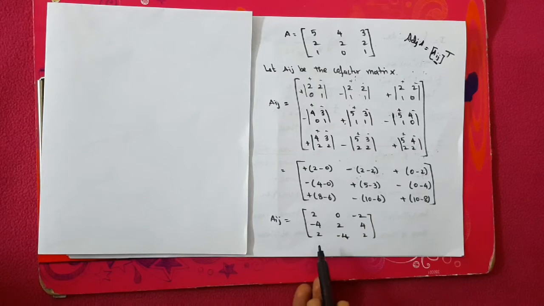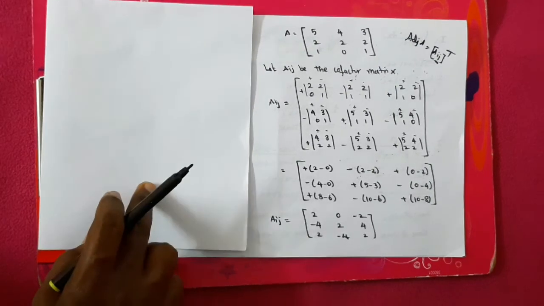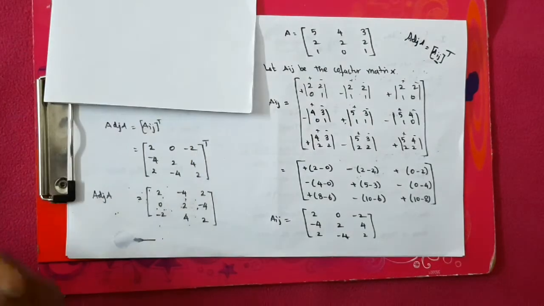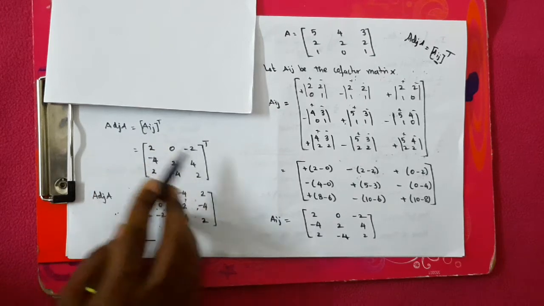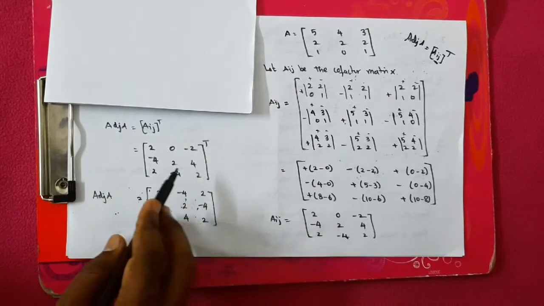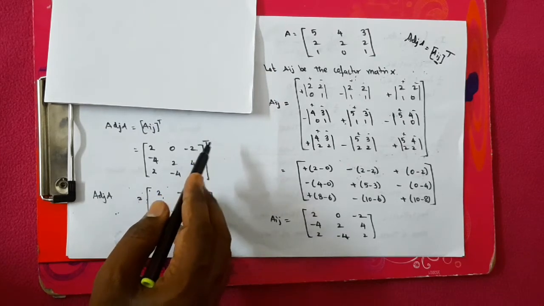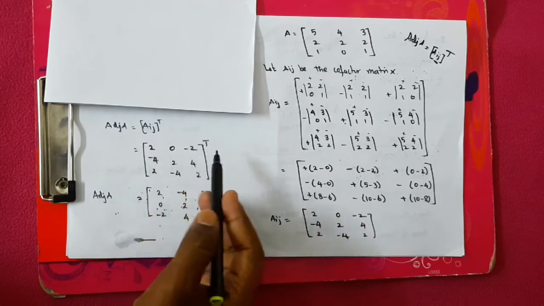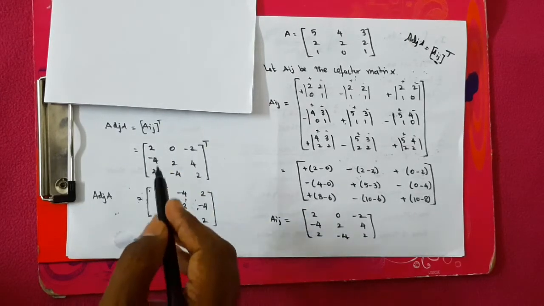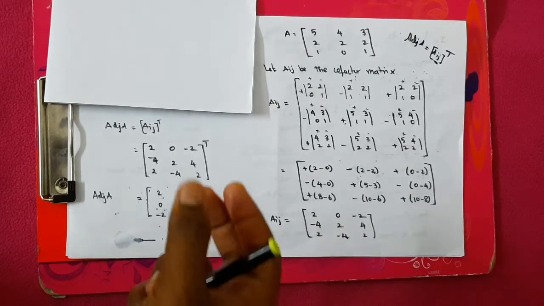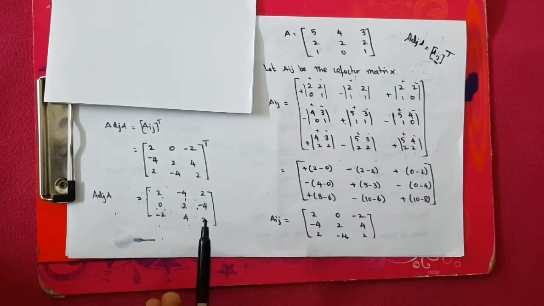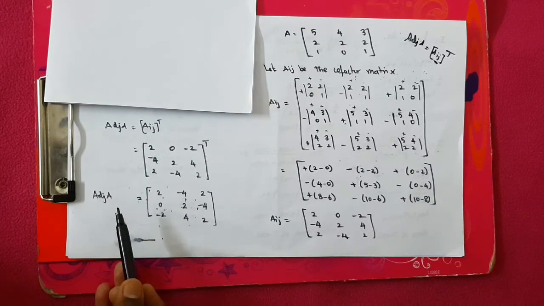Now when you simplify this, you get this particular matrix, and this is the cofactor matrix Aij. But this is not the adjoint of A, because we know the adjoint of A formula is Aij the whole transpose. So for this Aij, we have to write this matrix with power T, that is transpose. When you take the transpose of this matrix, each row becomes a column. So the first row becomes the first column, the second row becomes the second column, and the third row becomes the third column. So that is transpose, right? This particular matrix is called the adjoint of A.